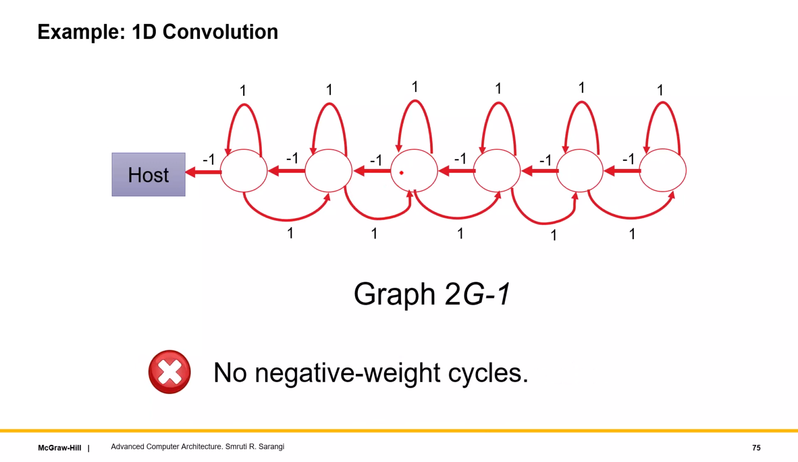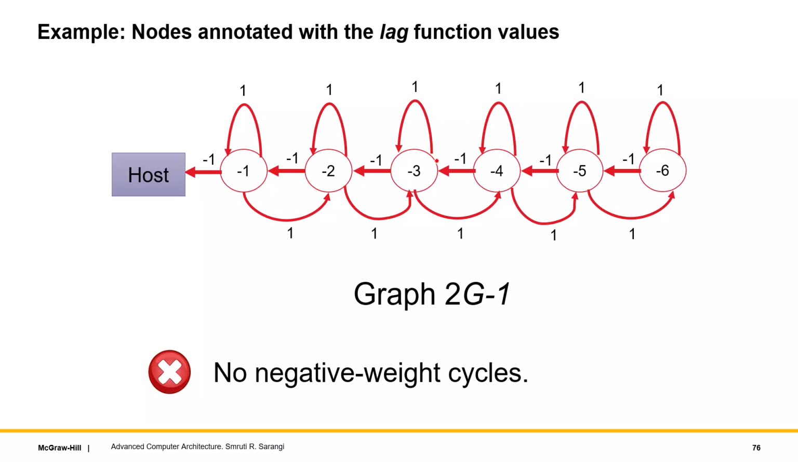So I compute 2G minus 1. In 2G minus 1, there are no negative weight cycles, because this is a 0 weight cycle, but it's not a negative weight cycle. Alright, so this basically means that I am safe, because I can work with it, because shortest paths are defined. So now I can compute the shortest paths to the host. I can annotate each of these nodes with its lag value, and their lags happen to be minus 1, minus 2, minus 3, minus 4, minus 5 and minus 6.